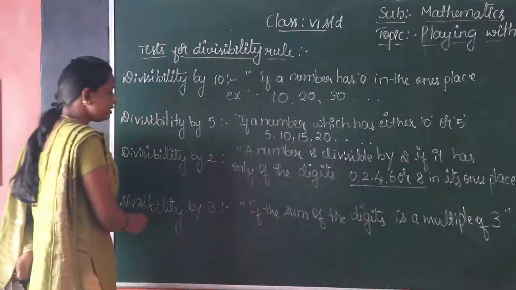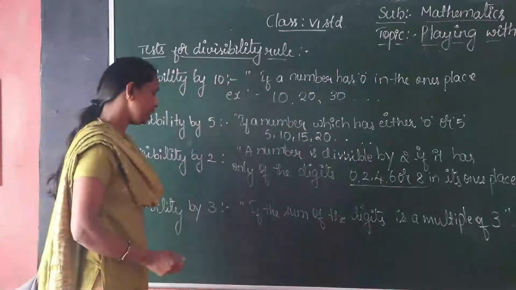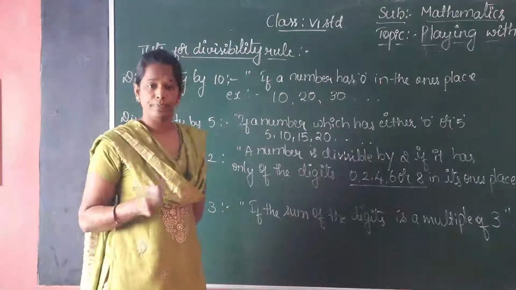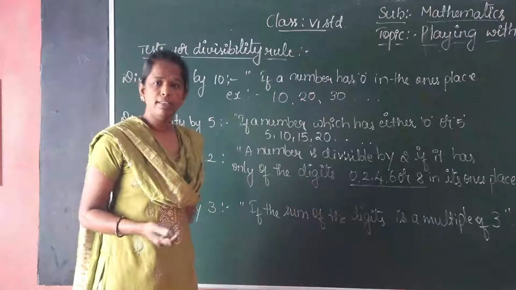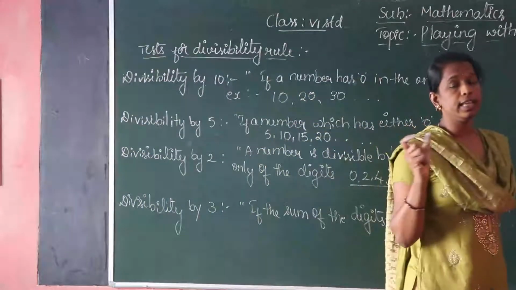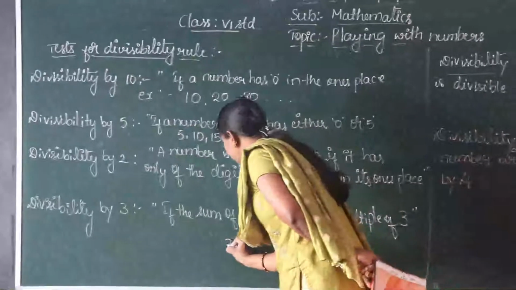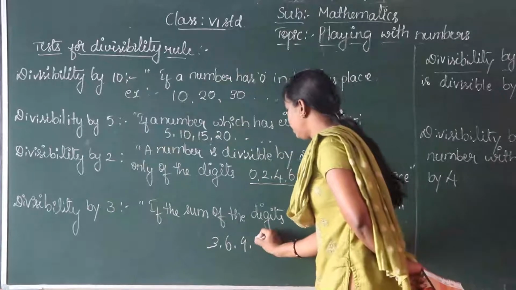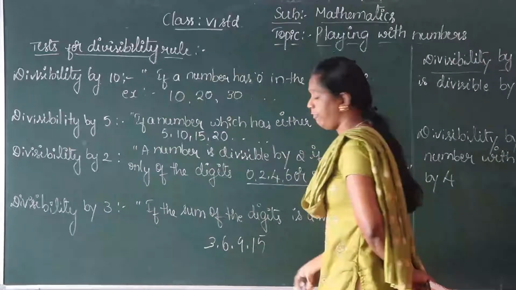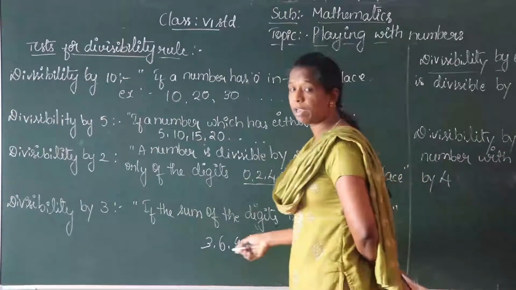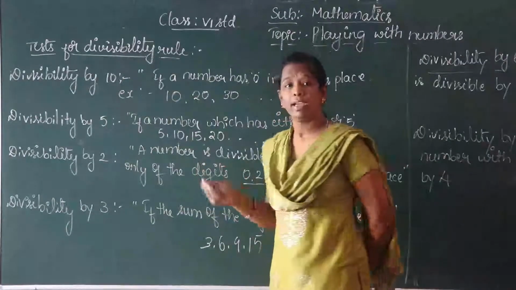And then the divisibility rule by 3. If the sum of the digits is a multiple of 3, that is, it is in the table of 3, then it is easily divisible by 3. For example, 15 is also divisible by 3. So then the rule is applicable for the divisibility rule by 3.